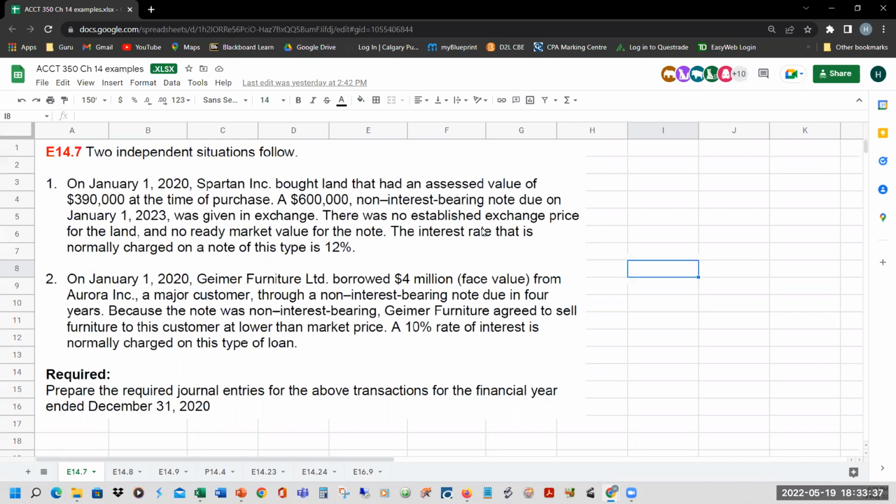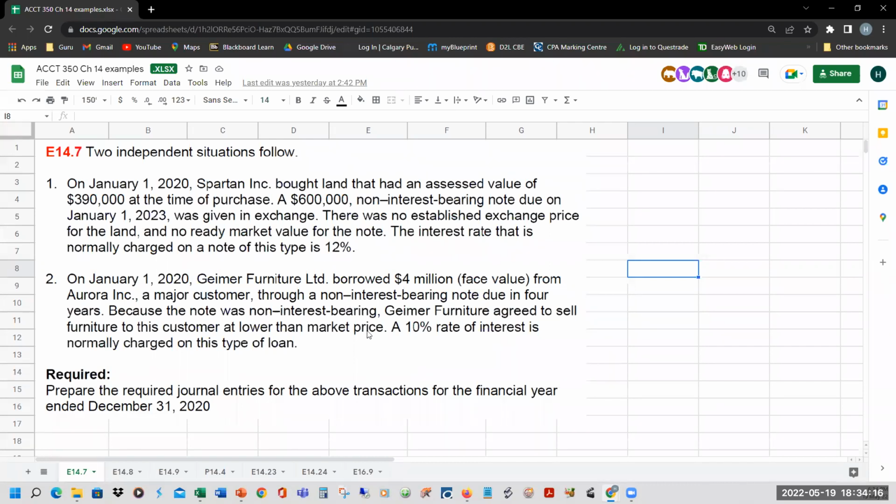There was no established exchange price for the land. So that tells us that we don't have a fair value for the land and no ready market value for the note. So like it or not, you're going to have to resort to calculating a present value based on the future cash. The interest rate that's normally charged in a note of this type is 12%. So even though the note is non-interest bearing, it doesn't mean there is no interest. We have to calculate how much the fair value of this note is.